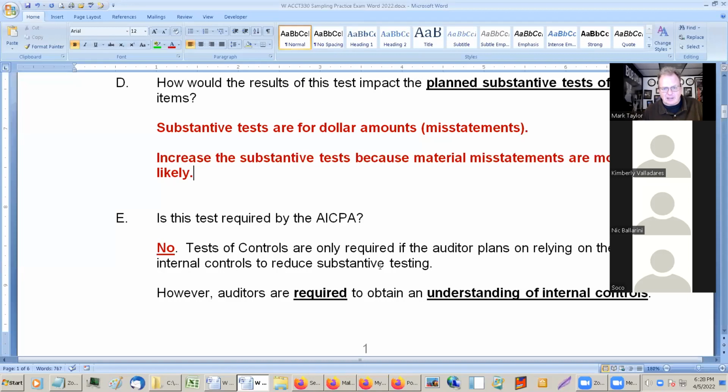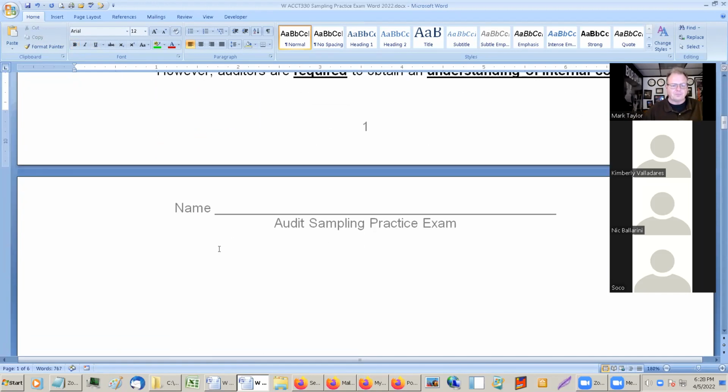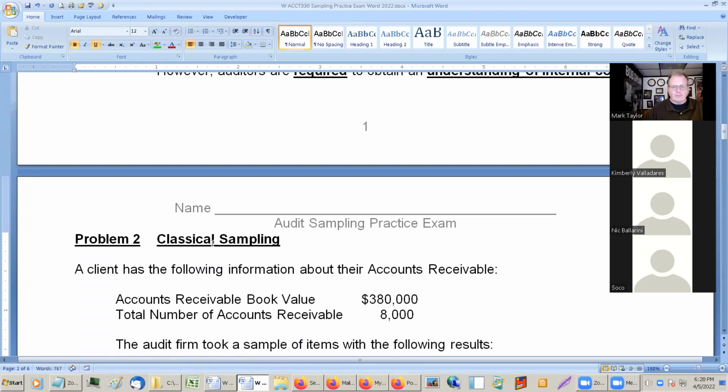But the idea is that you must get an understanding of the internal controls. Everyone has to get that. It's required that you get an understanding of internal controls. However, you don't have to test them unless you're going to rely on them. I know it's kind of a funny way of doing it, but those are the rules. So all auditors must get an understanding of it, regardless of whether you're going to rely on them or not. If you're going to rely on them, then you have to do the testing. Okay.